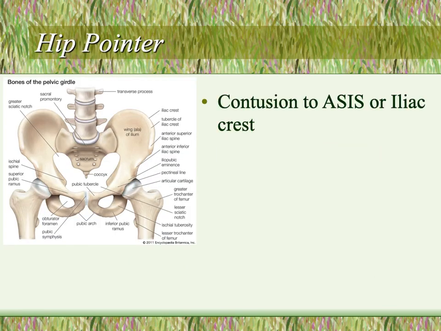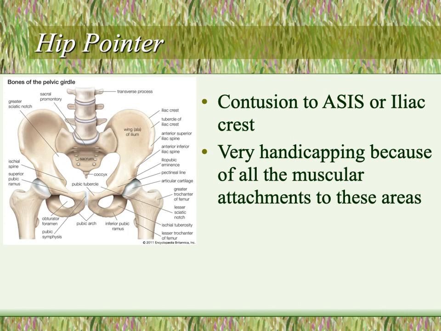Another pretty common injury in the hip is the hip pointer. So this is a contusion of the ASIS, which is the anterior superior iliac spine. That's the hip point. If you feel on yourself right in the front of your hip, you can feel that on your pelvis. Or the iliac crest, which is, if you follow the ASIS all the way around to the back, the iliac crest. So this is very handicapping because there's a ton of muscles that attach here.